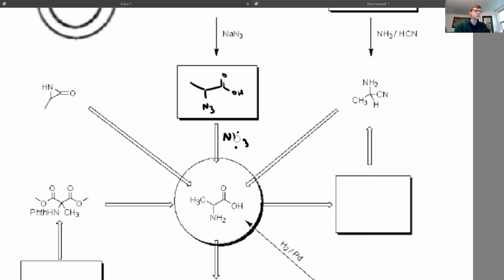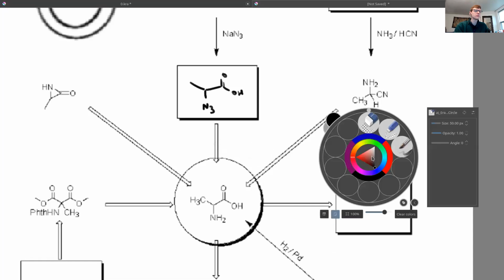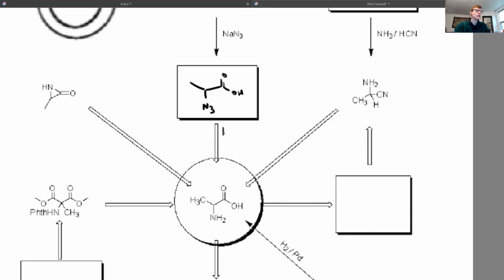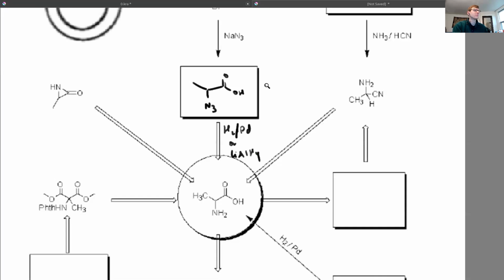Oh yeah. So you need to reduce with either hydrogen and palladium or just LAH and water. Okay. So yeah, you could just reduce the azide. I guess that's a nice way of making it.